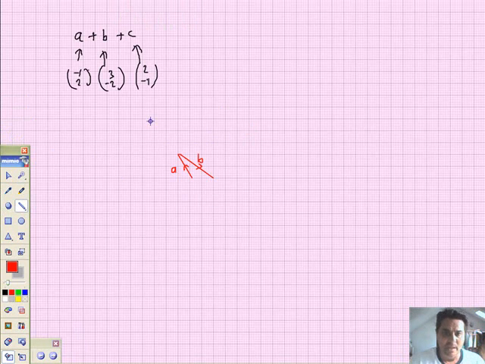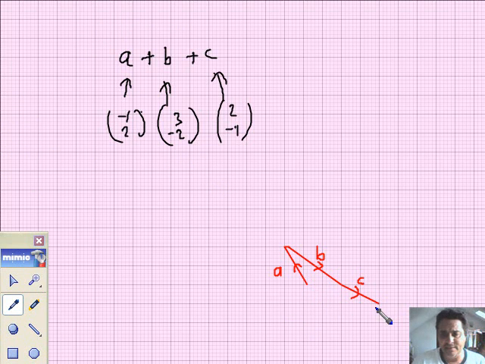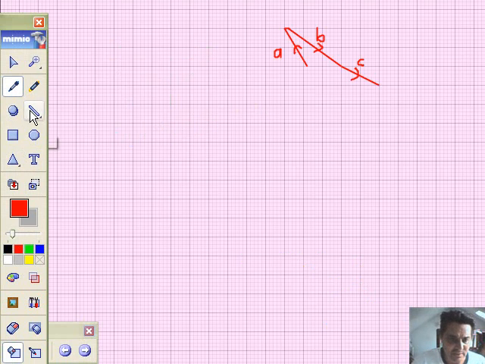Pen working now. And now I've got to go C, which is 2 minus 1. So 2 along and 1 down. And there it is. That's the 3 different vectors, A, B, C. So, join the ends. A plus B plus C is like going from A to C, the end of C directly. So just join it, and that's that vector done.